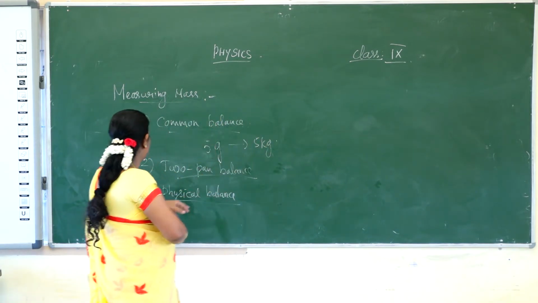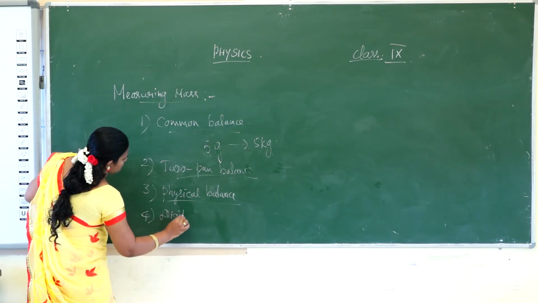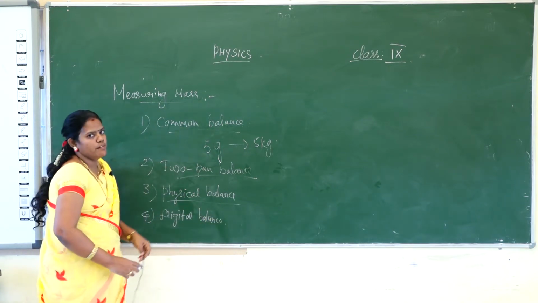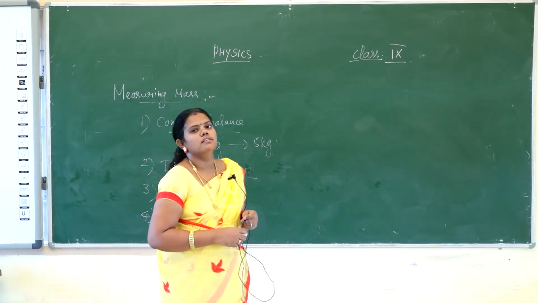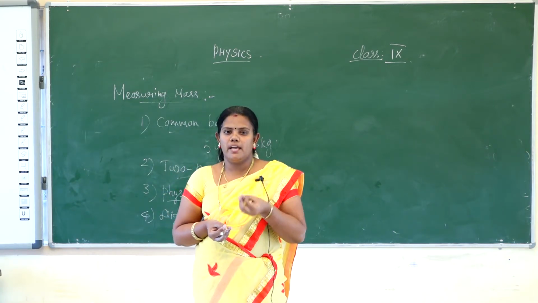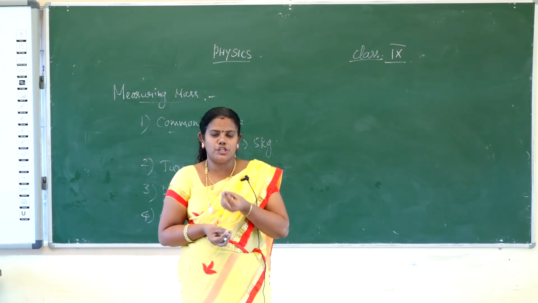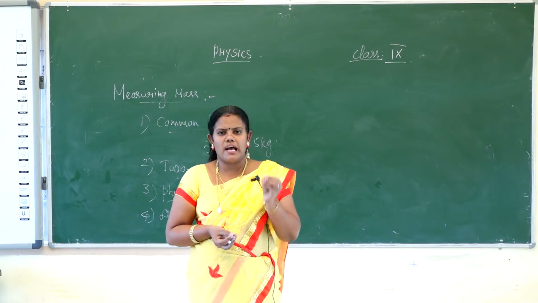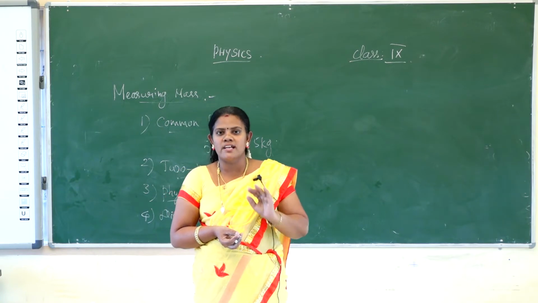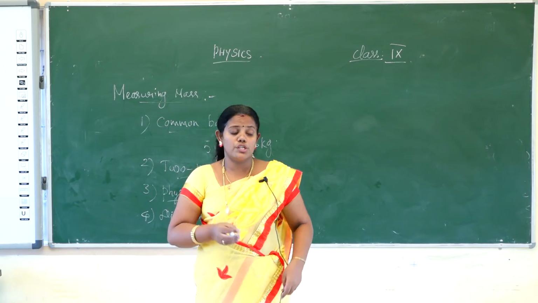Then the fourth one is the digital balance. The digital balance is mostly used in jewelry shops. If you buy a ring that weighs 2 gram, that is a small weight and it is easily measured by the digital balance. The digital balance gives an accurate weight for anything. Nowadays the digital balance is used in jewelry shops and also in grocery shops.